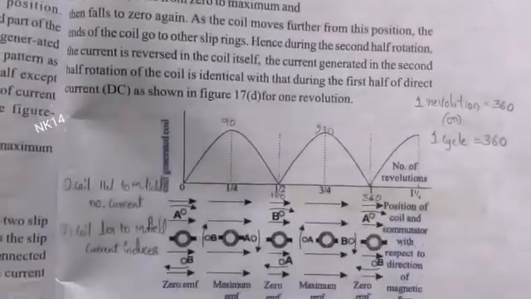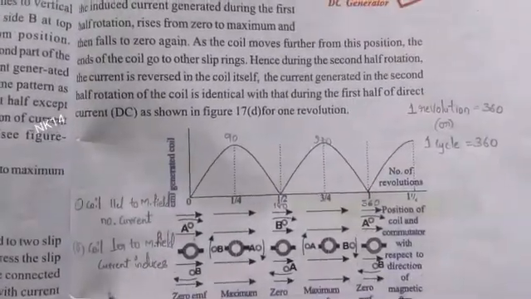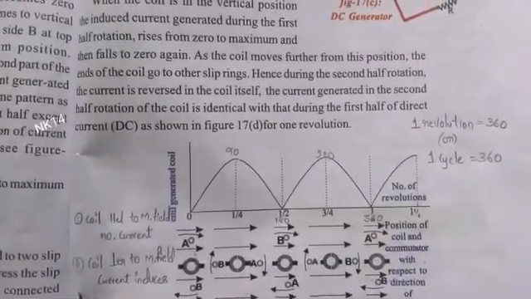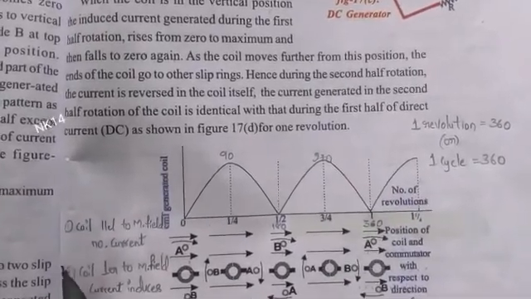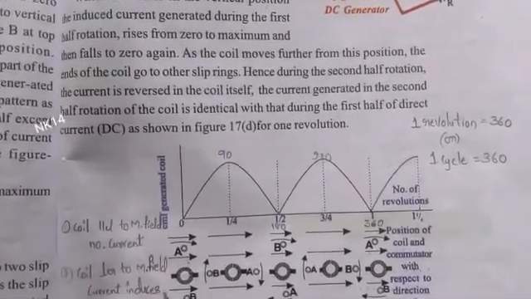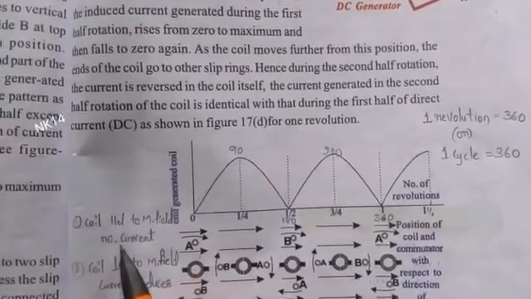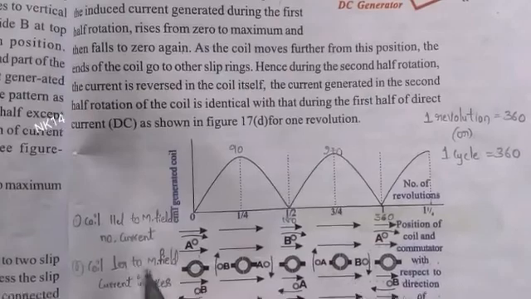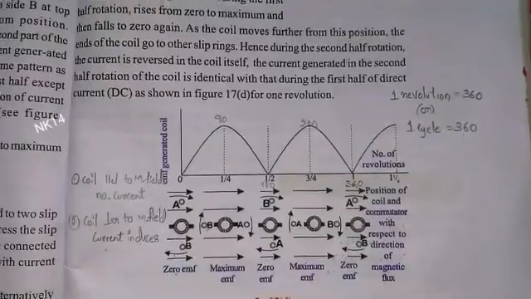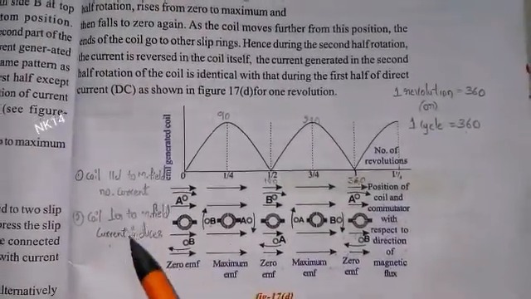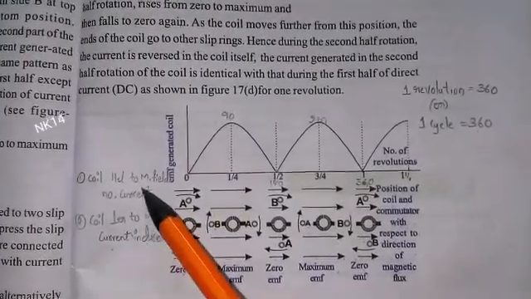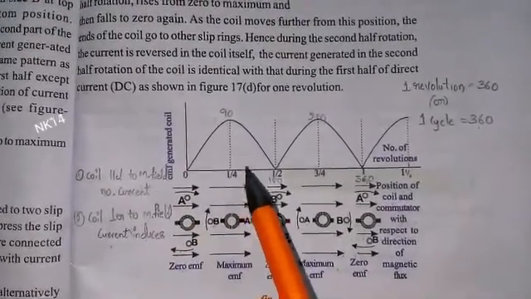So friends, it is totally opposite to AC. We can observe that in AC, if the coil is perpendicular, there is no current; if it is parallel, there is a current. But coming to DC, if the coil is parallel to the magnetic field, there is no current, and if the coil is perpendicular to the magnetic field, then current is induced. Friends, till now we have seen these 2 points. So let us check whether these 2 points are satisfied by the graph or not.